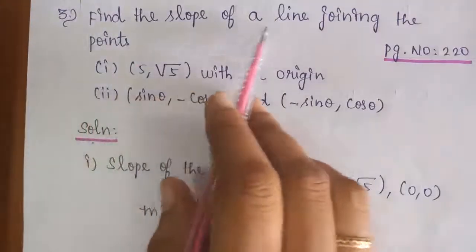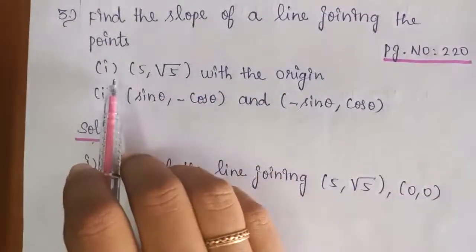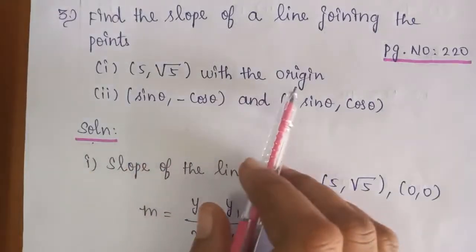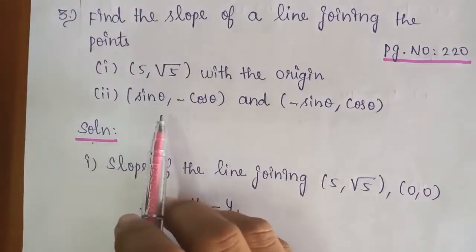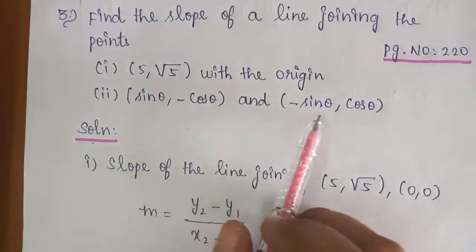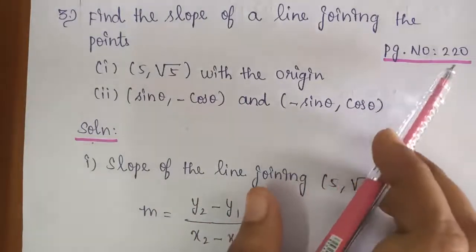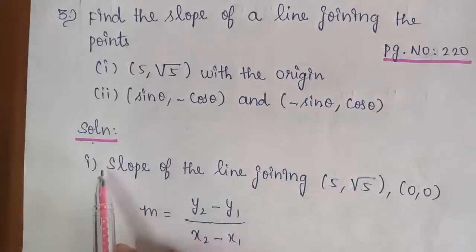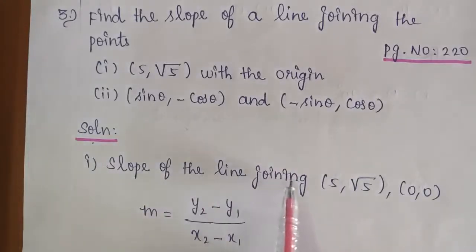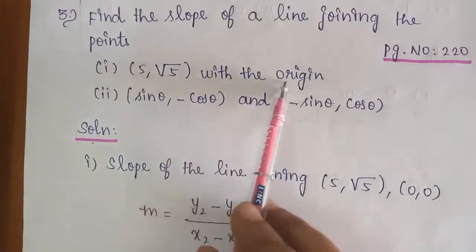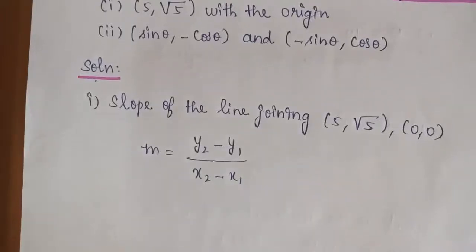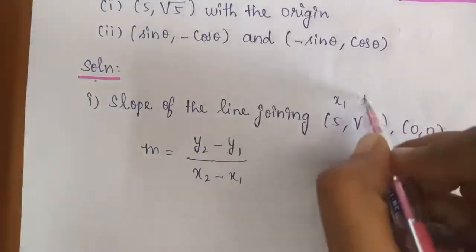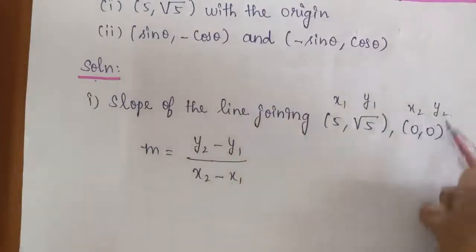Problem number 3. Find the slope of a line joining the points first subdivision 5 comma root 5 with the origin. Origin is nothing but 0 comma 0. Then second subdivision sin theta comma minus cos theta and minus sin theta comma cos theta, which is in page number 220. So solution, first you have to find the slope of the line joining the points 5 comma root 5 and the origin is nothing but 0 comma 0. The formula m is equal to y2 minus y1 divided by x2 minus x1. So this is your x1 y1 and this is x2 y2.